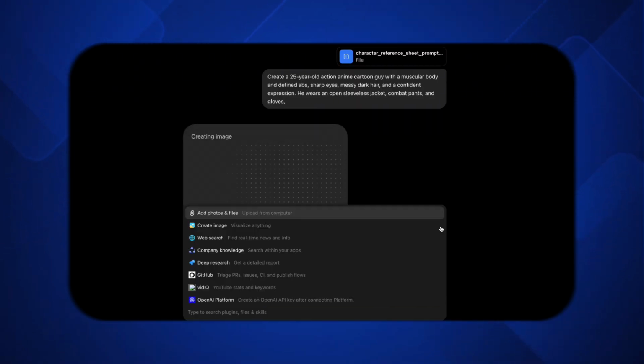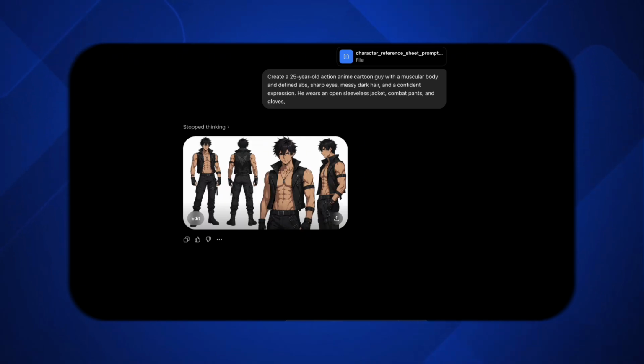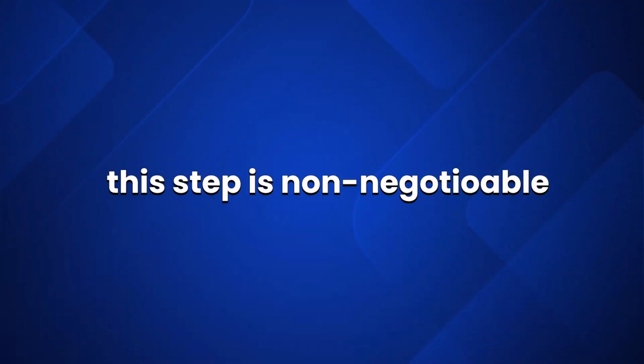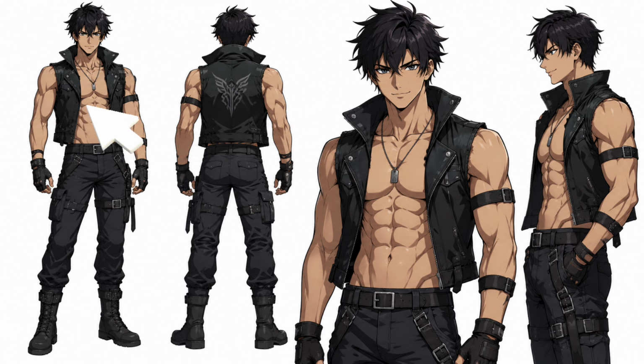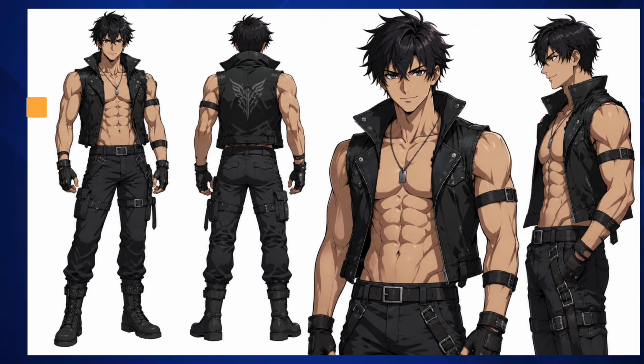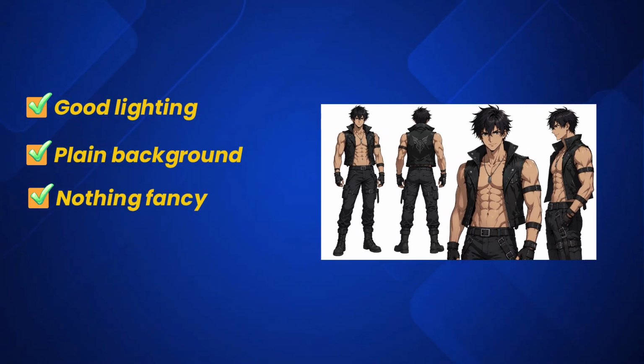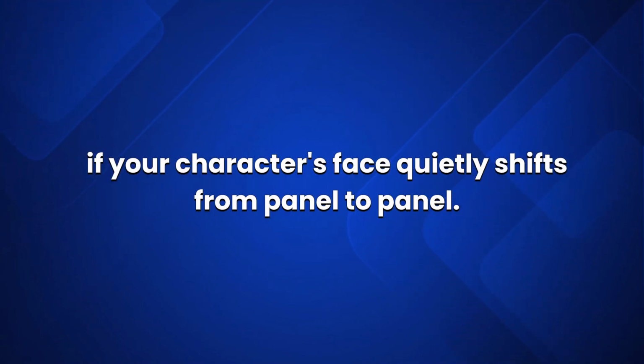That's your consistency anchor for every panel to come. If you want your character to stay consistent across every shot, this step is non-negotiable. As you can see, you generated 3 to 4 clear photos: front-facing, a side profile, the back, and one medium shot facing the camera. Good lighting, plain background, nothing fancy. Think of it as the "this is the person" guide the AI checks against. Without it, don't be surprised if your character's face quietly shifts from panel to panel.